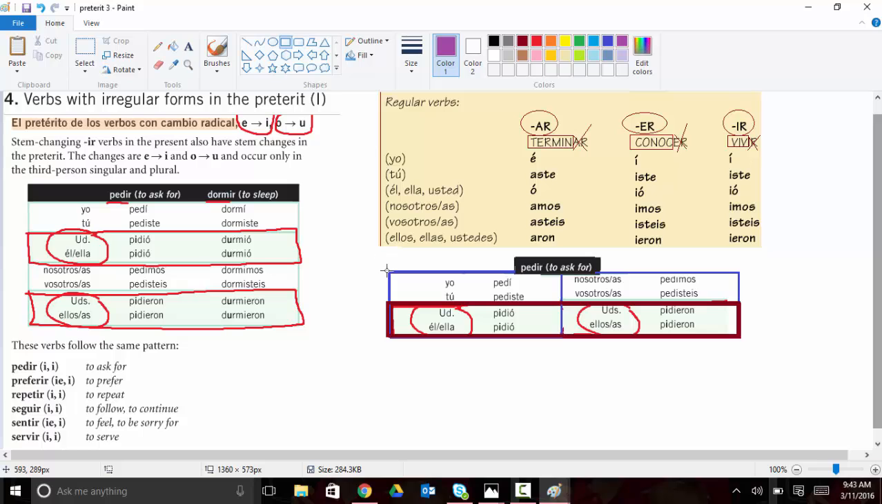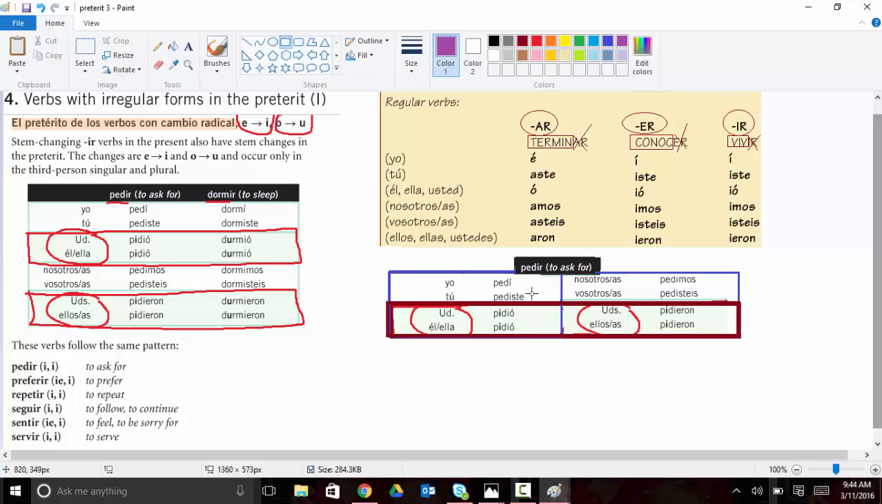But in present tense stem changers, the stem change happens everywhere but nosotros and vosotros, so it would happen here. And that makes kind of a boot, so they often call them boot verbs. Some people call these guys sandal verbs because the change happens only for the third person singular, third person plural, okay?